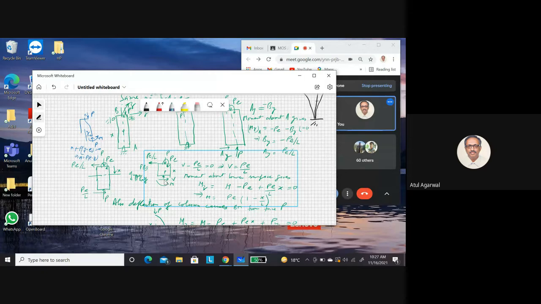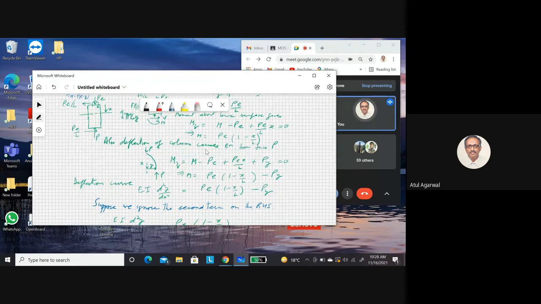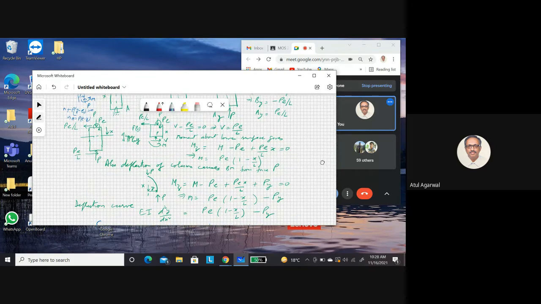So I'm doing force balance. V minus P by L is equal to 0. So I get V. Moment about lower surface, I find moment about this point. Gives you this. You get M is this. So deflection of column causes bending moment from force P. You see, so you get a bending moment distribution P into (1 minus x by L). Any problem with this?